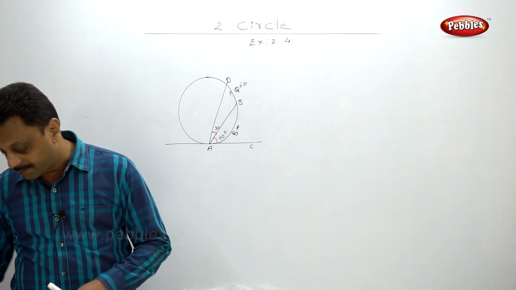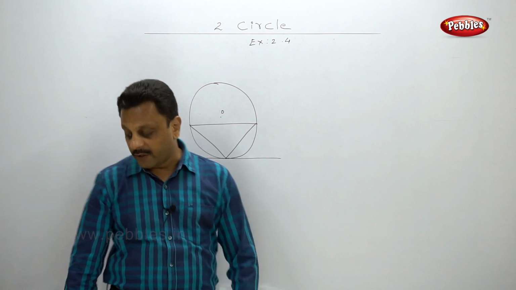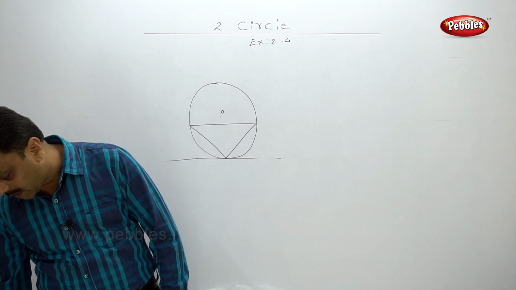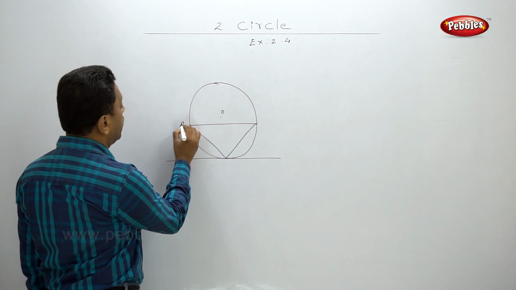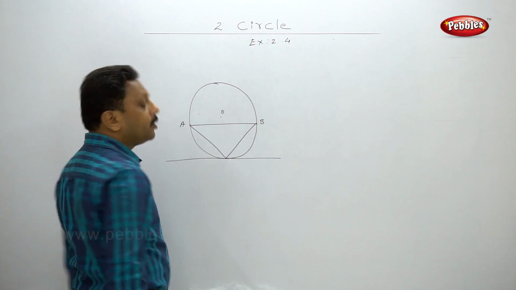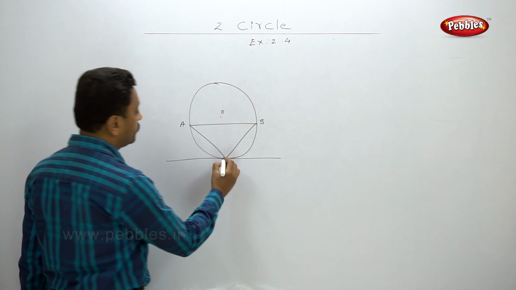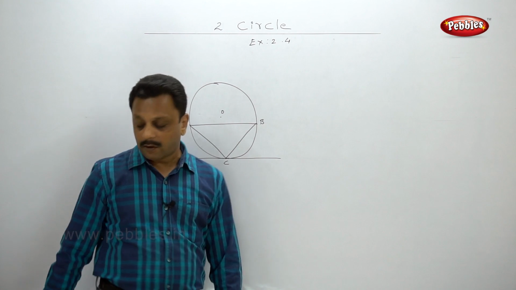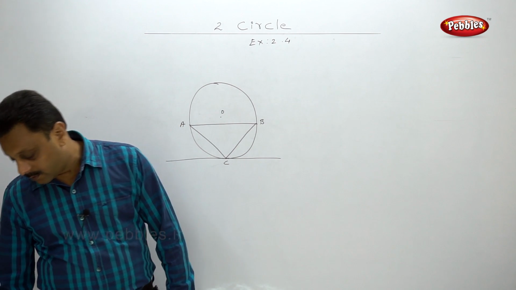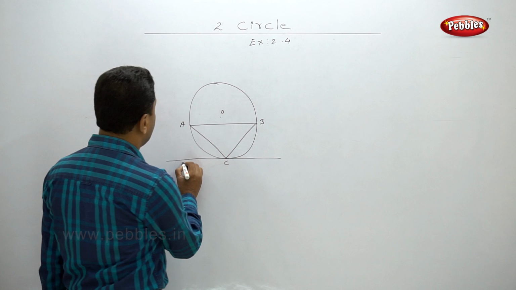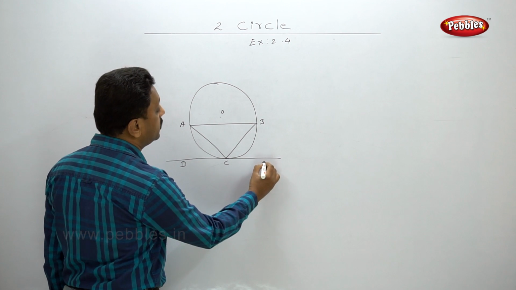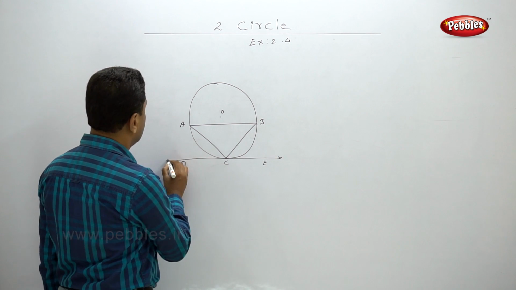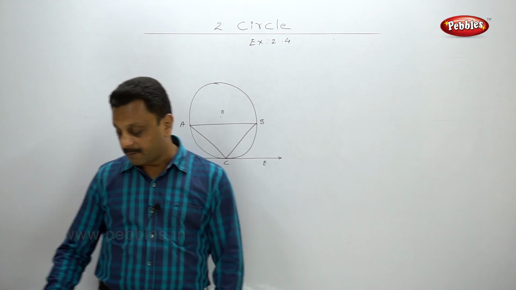So let us go ahead. The figure is something like this. This is point A, this is point B. You also draw a rough figure along with me. Then D and E. D point is here, E is point here. Okay, let us read the example now.